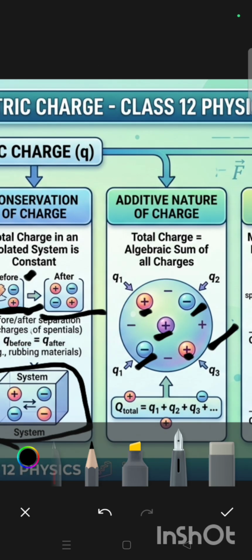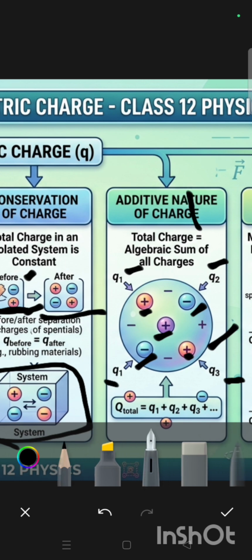Here we know they are negative, but we don't know the integer or the value of them. We know only the sign, but we don't know the value. So we have named them Q1, Q2, Q3, and this one is Q4. So Q total is Q1 plus Q2 plus Q3, and so on, till however many charges are present inside that system.